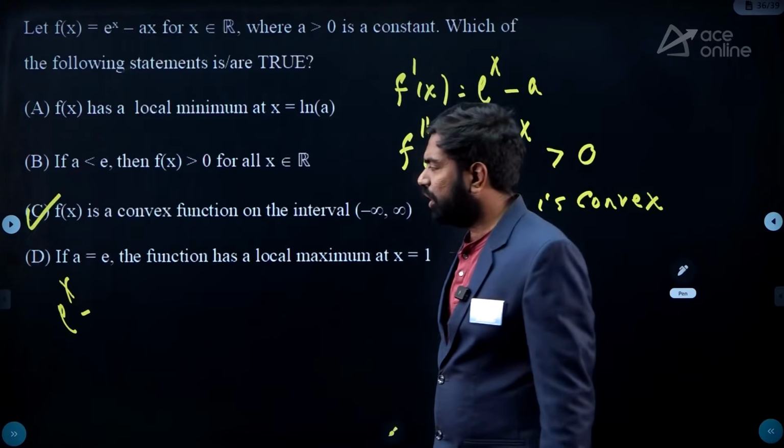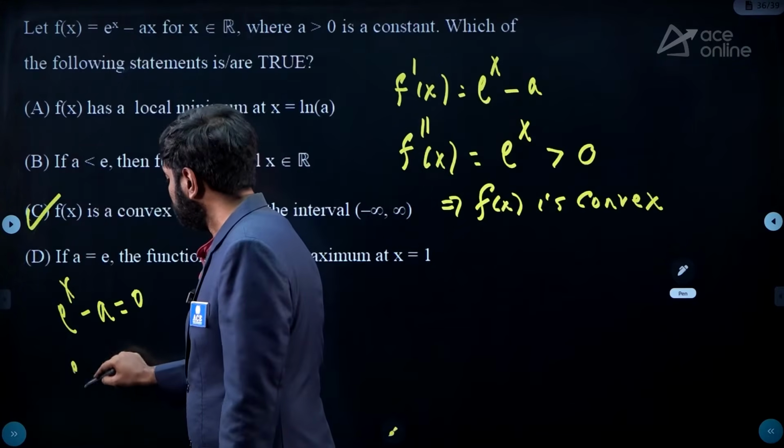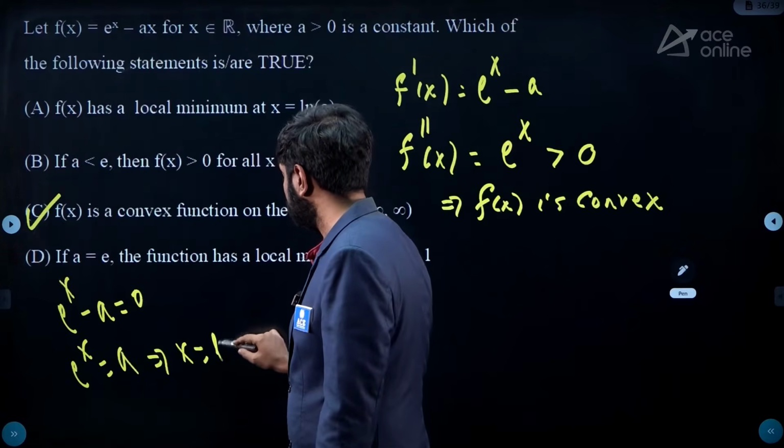So let me find the stationary point. e power x minus a has to be equated to 0. e power x is a. So from this you get the value of x as ln a.